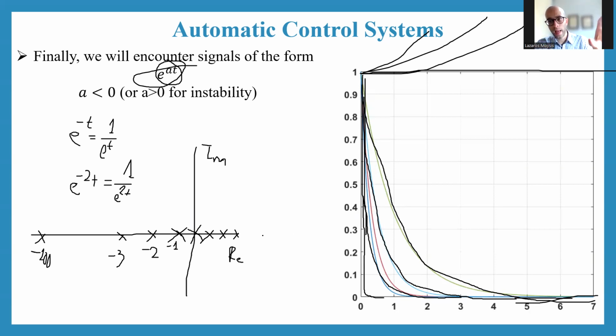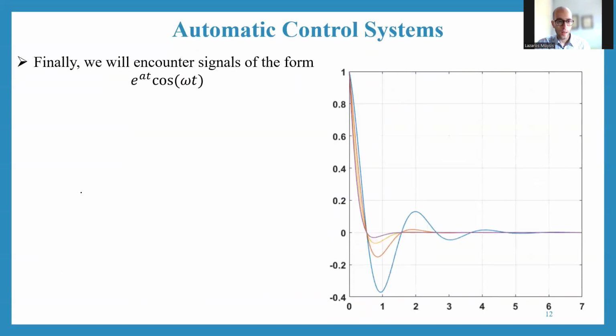So this is a very big category of functions that we are going to see next. And the second big category is this modification right here, where you have an exponential function multiplied by a cosine function. So what do we have here? Let's think about it.